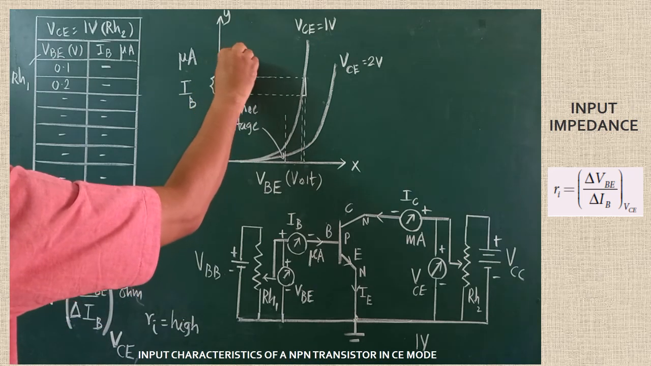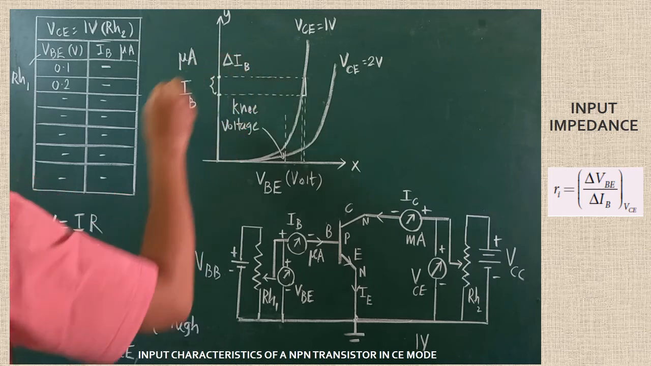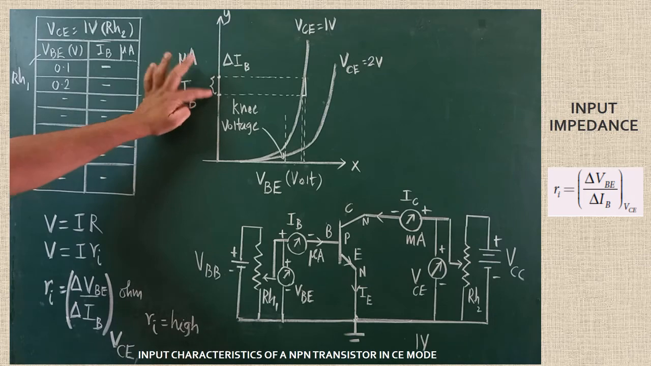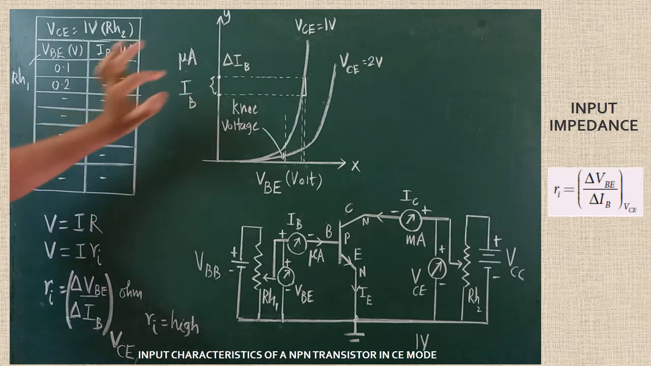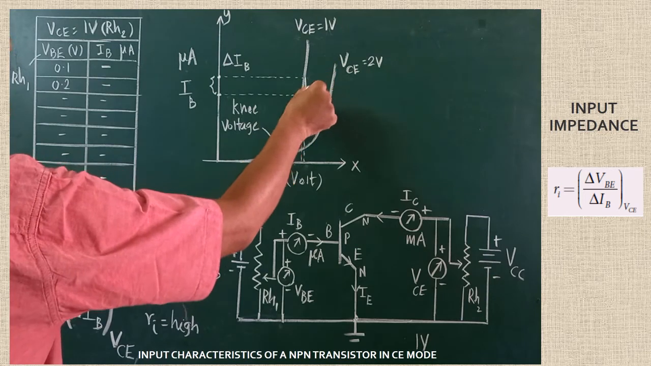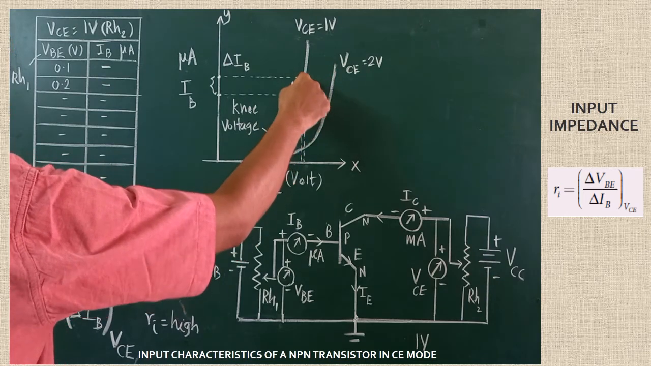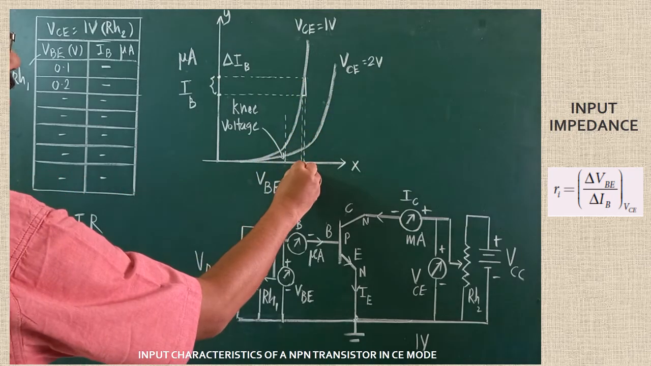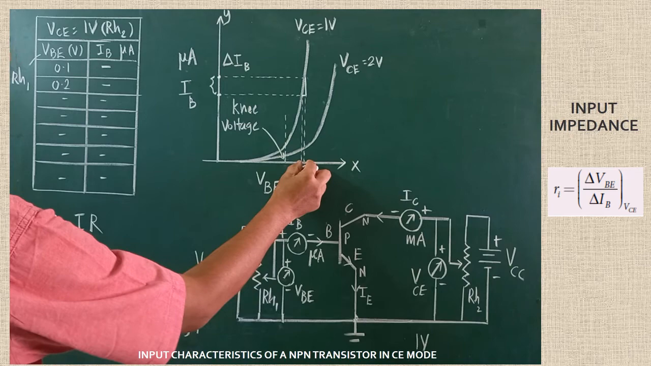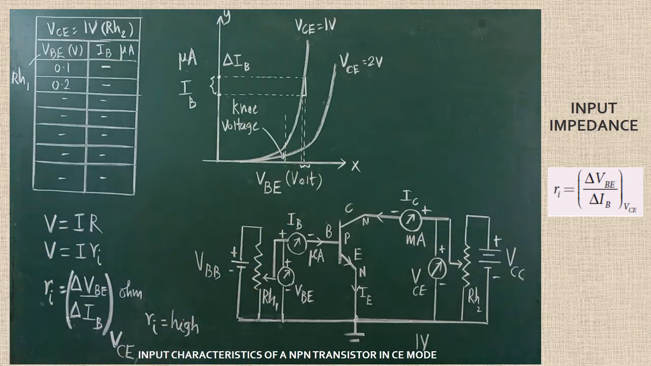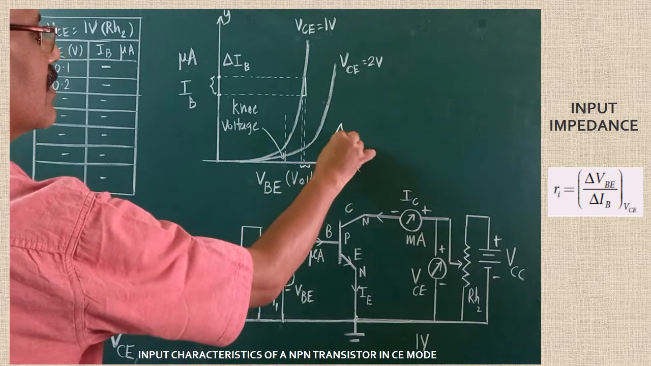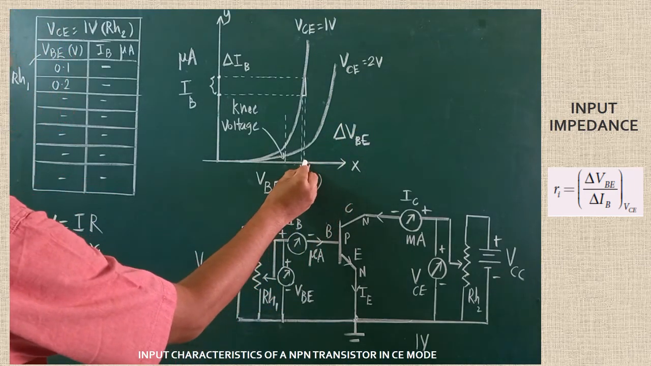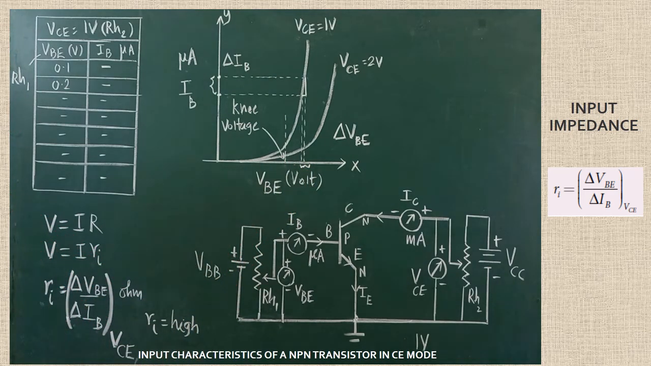So this portion gives you del IB. What is del IB? Del IB means difference in base current: higher value of base current minus lower value of base current. Here you can draw a small triangle. A slope like structure is appearing here, and extended. Here that smaller value of difference gives you del VBE. Are you clear? What is del VBE? Higher value minus lower value gives you del VBE.